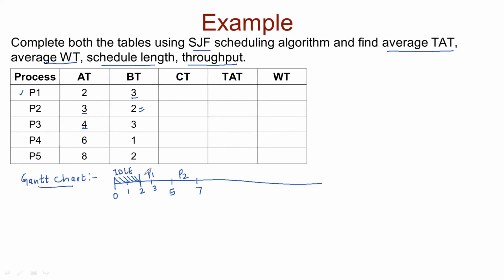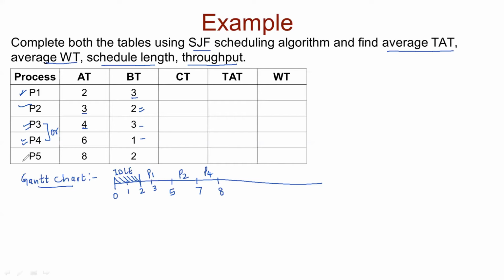Till time 7, P4 is also in the system. We are done with P1 and P2. So now the choice is between P3 and P4. The scheduler will check their burst times. Burst time of P3 is 3 and burst time of P4 is 1. Which has the shortest burst time? Obviously P4. So P4 will be given to CPU. It will execute for 1 time unit.